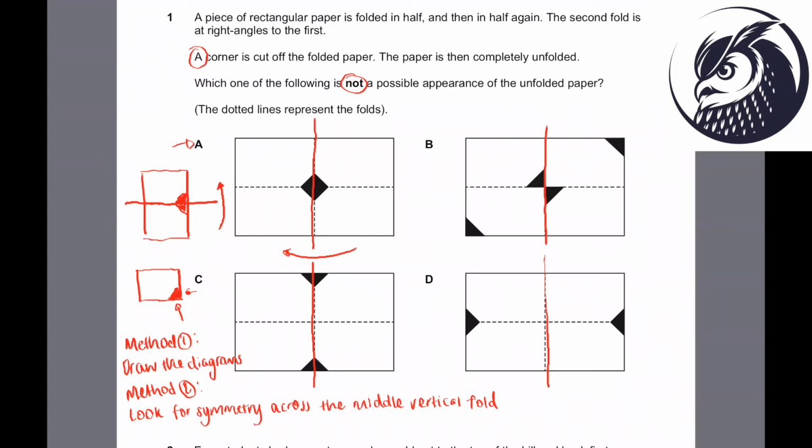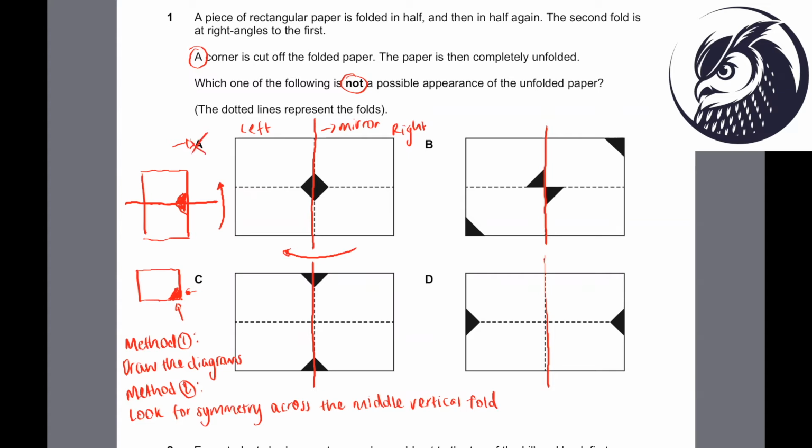An easy way of thinking about this question is to treat the middle vertical line as a mirror. Okay, it's a vertical mirror, and is the left-hand side symmetrical to the right-hand side? So you can see that in option A, it is symmetrical, and that means that it is a potential appearance of the unfolded paper. So we can actually cross out option A.